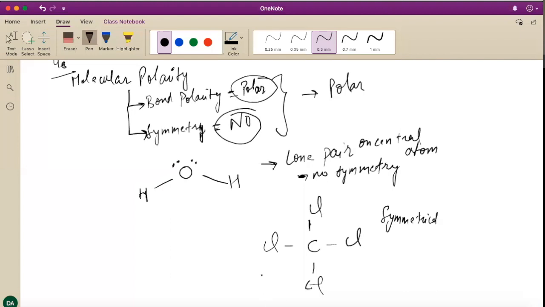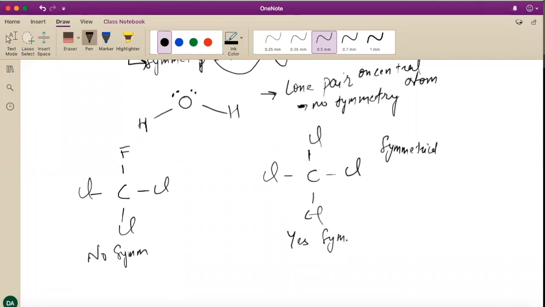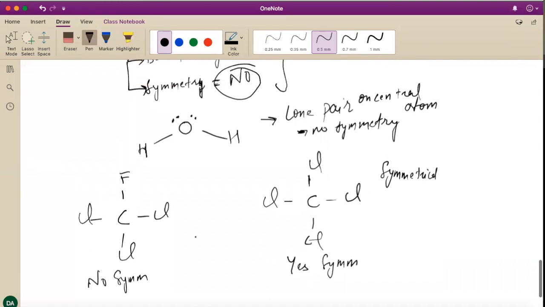So you do the first step, and then if it's all symmetrical, you technically don't need to do the second step? Let me ask you this: does this look symmetrical? No. So no symmetry. And yes, symmetry here. That's where I was saying that you want to make sure that all the atoms are the same.